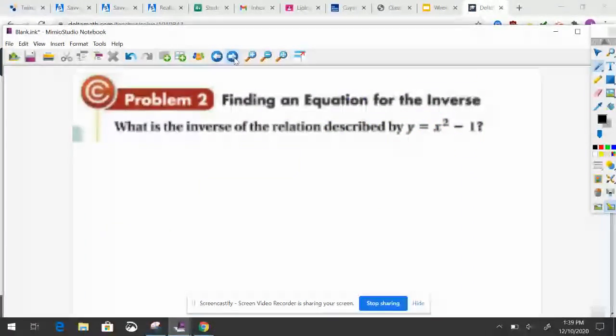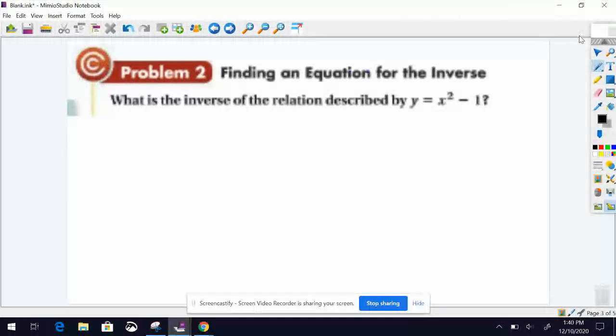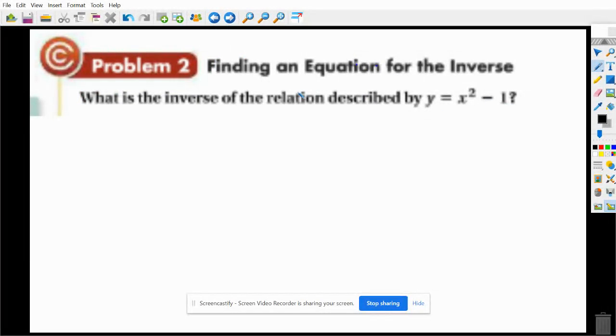Now we get into the algebra part of it, and we're going to use a ton of stuff that we've used before. So to find the inverse, we're going to switch x and y. Like we're physically, literally going to replace anywhere there's an x, we're going to put a y. Anywhere there's a y, we're going to put an x. Okay, so that would be step 1. And then step 2 is we're going to solve for y. That is my inverse.